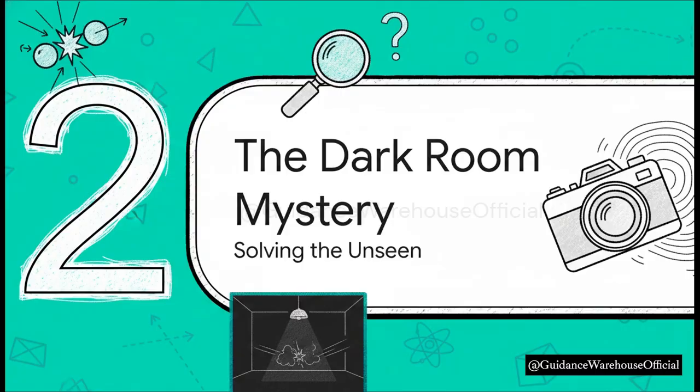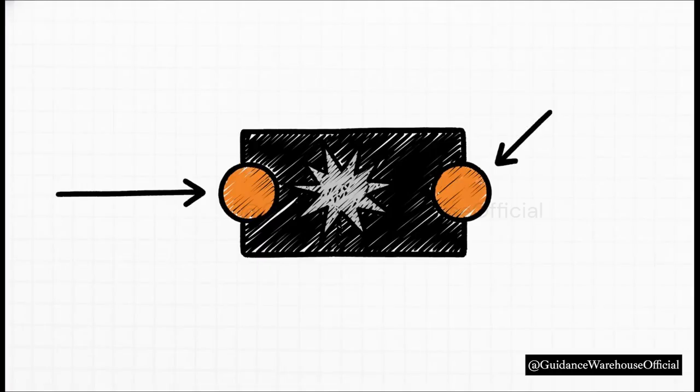Section 2. The dark room mystery. Now that we've got the basic idea, let's put this into a real-world scenario. Imagine you're standing just outside a pitch-black room. You slide a 0.250 kilogram object across a frictionless floor into the darkroom at a speed of 2 meters per second. Suddenly, you hear a sharp clack.